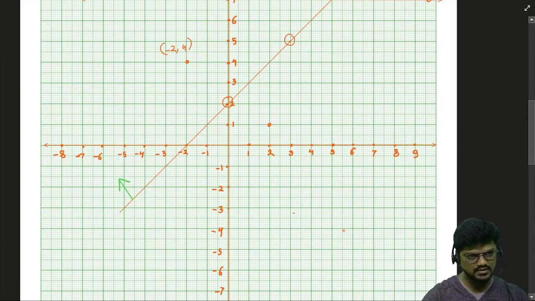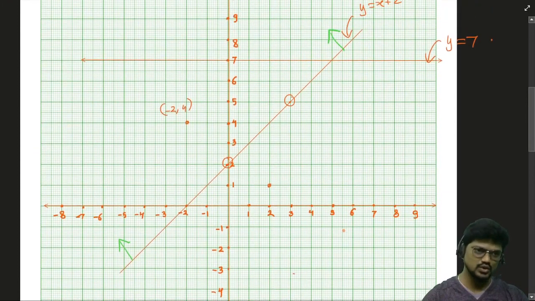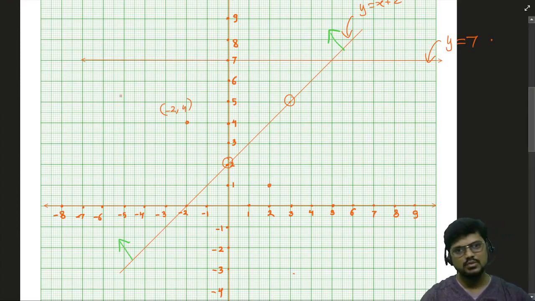Got it? Which will be the region? Were you having a problem in this only? Yeah, sir. Now it is clear, no? How to check which one will be the region. So the above region it will be.